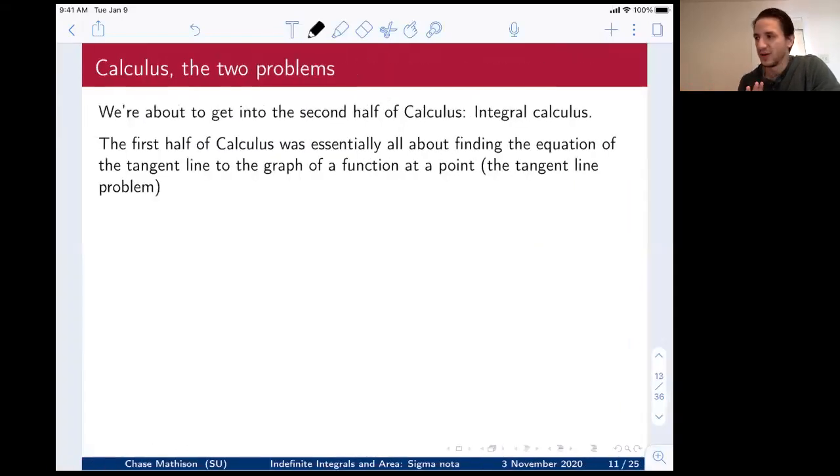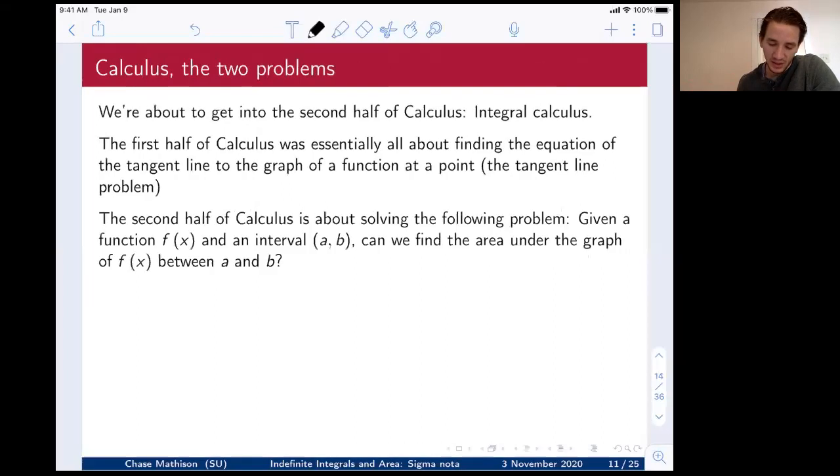The first half was all about finding a tangent line. Essentially, if you boil all the problems down to the very bare essentials, all the problems that we've done so far, it essentially was find the slope of the tangent line. Okay? The second half of calculus is interested in, instead of finding the slope of some tangent line, we want to find the area under a curve. Okay?